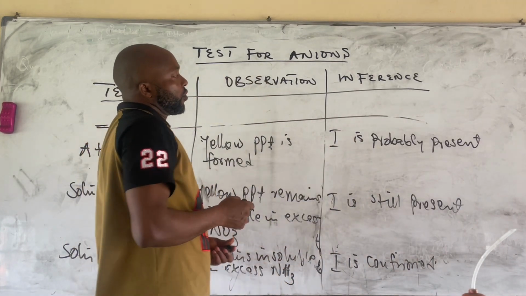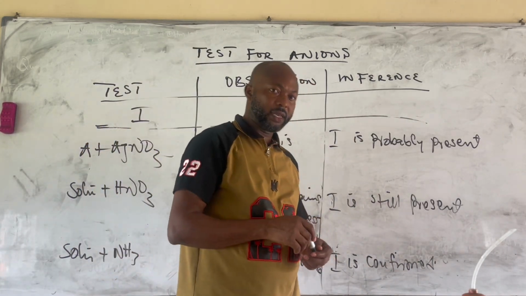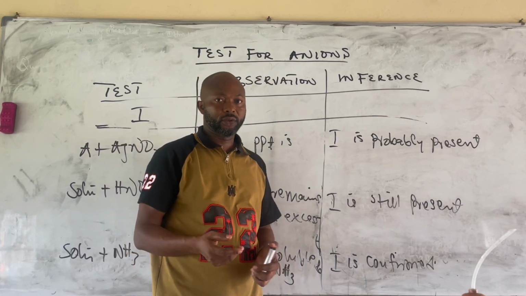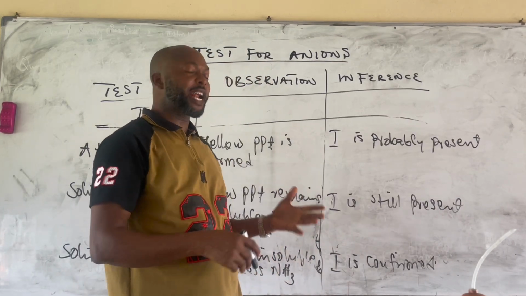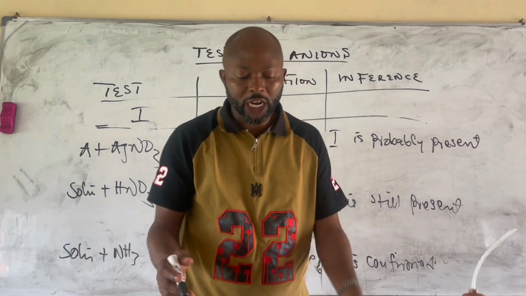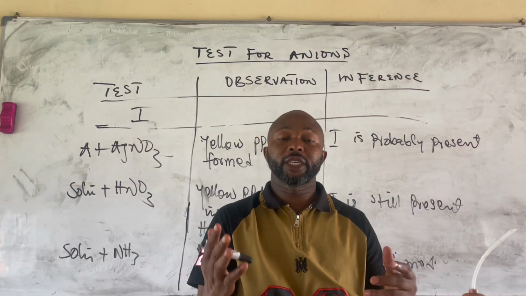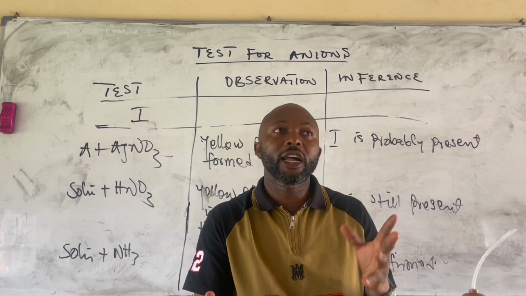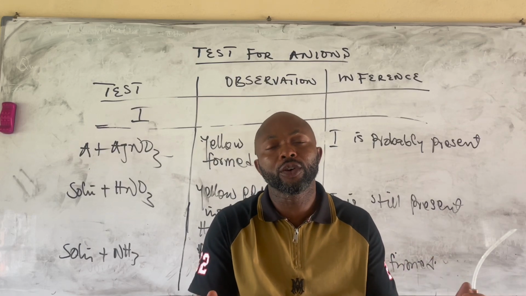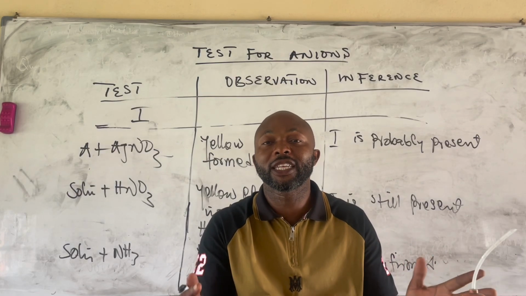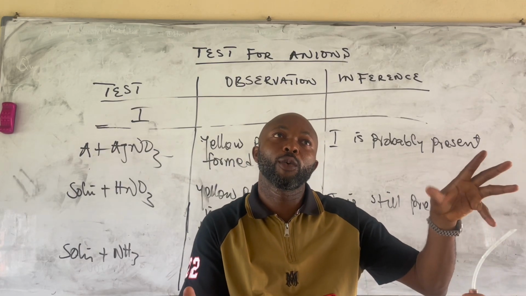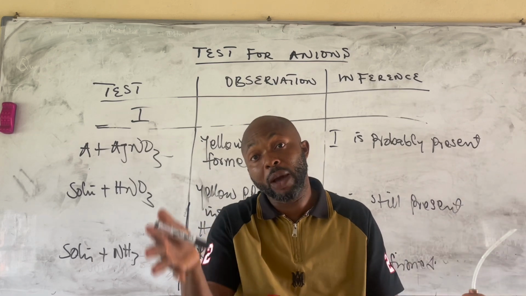So we've been able to see what happens when we test for anions. The test for anions is significant. It's important, so we don't joke with it. Just like we've carried out the test for cations, we've been able to see the changes that exist when we use sodium hydroxide and ammonia solution.